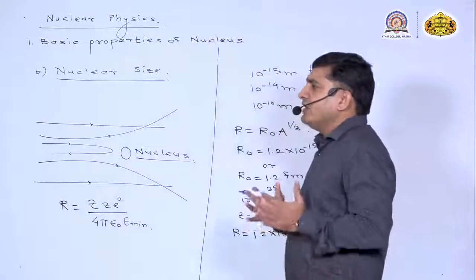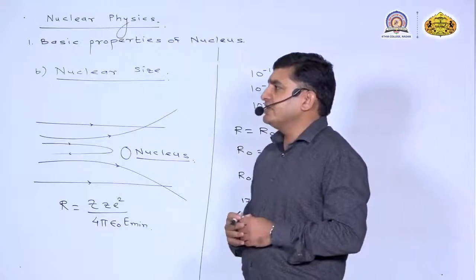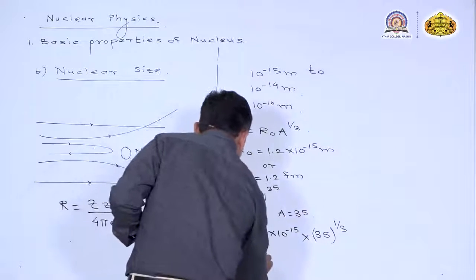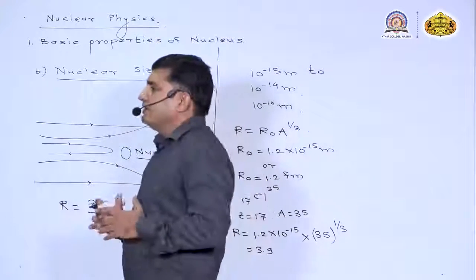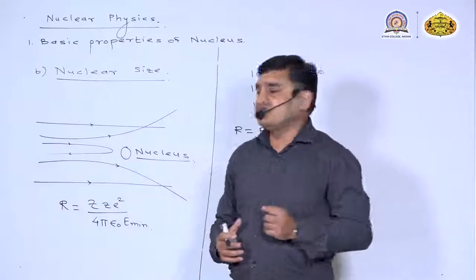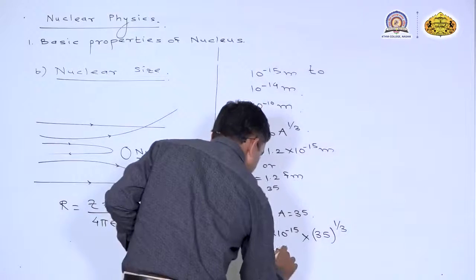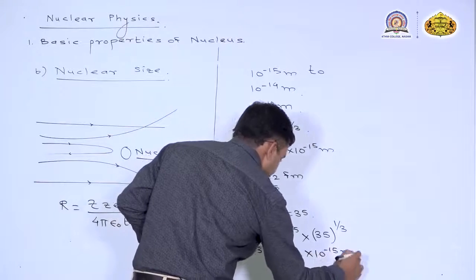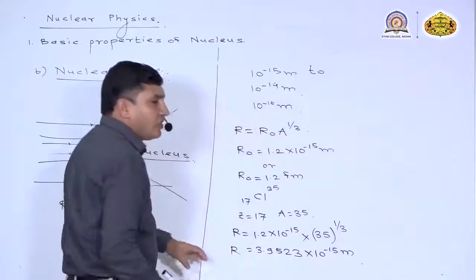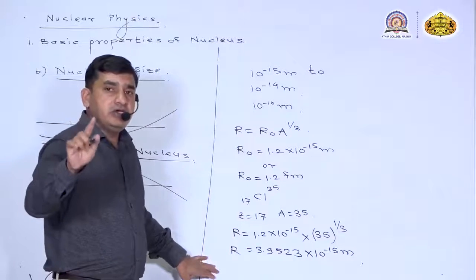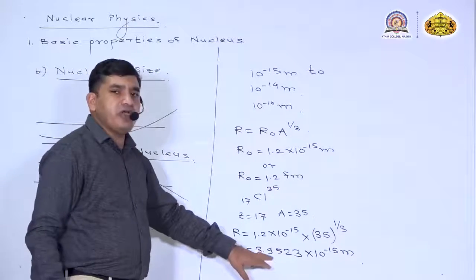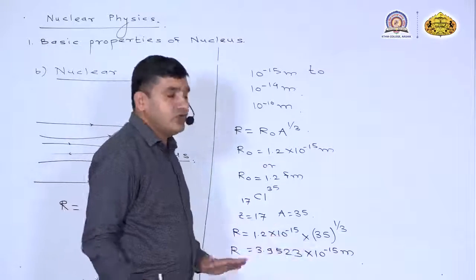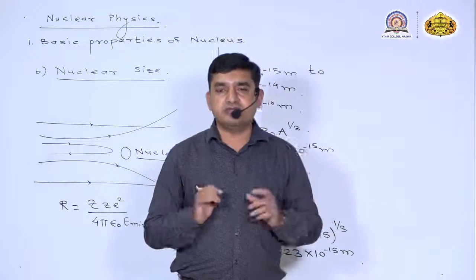When we calculate this, then we get 3.9523 into 10 raised to minus 15 meter. So the radius of the chlorine nucleus is 3.9523 into 10 raised to minus 15 meter.